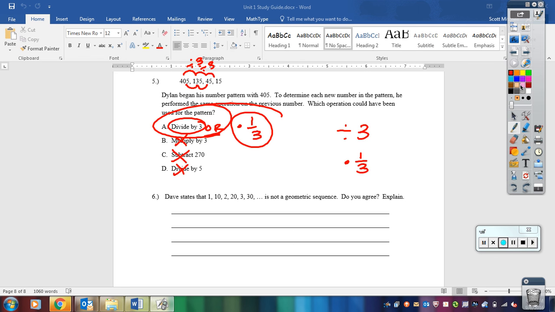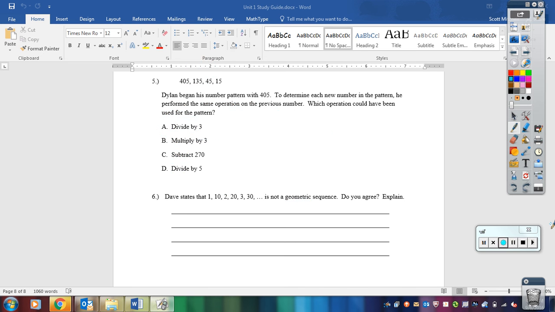Number 6. Dave states that 1, 10, 2, 20, 3, 30 is not geometric. Do you agree? Yes, I certainly agree. It's not geometric because he's not multiplying by the same number. From here to here, it's times 10. And then this is like times 1/5. And then it's times 10 again. So he's all over the place. There's no specific pattern multiplying by the same thing. There's no common ratio.